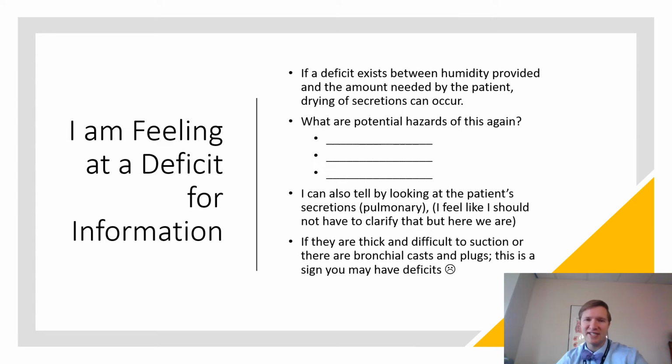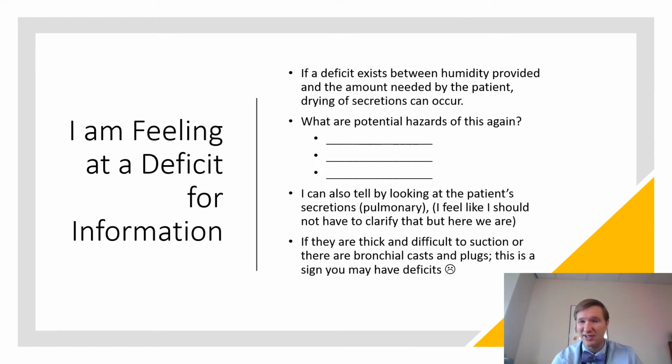So if a deficit exists between humidity provided and the amount needed by the patient, you can get secretions that dry out. This is pretty significant. So drying out of secretions can cause them to get bigger and cause mucus plugging, right? That's going to be a significant issue. The secretions will get thick, sticky, hard to move out, and you're going to have things with mucus plugging, which could cause air trapping and autopeep and cardiovascular issues, right? We're going down this whole train again.